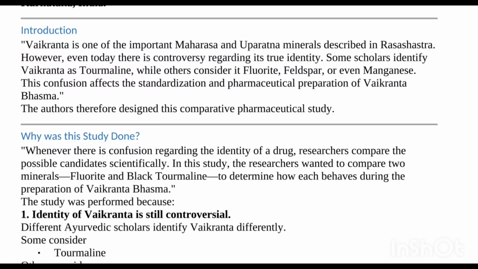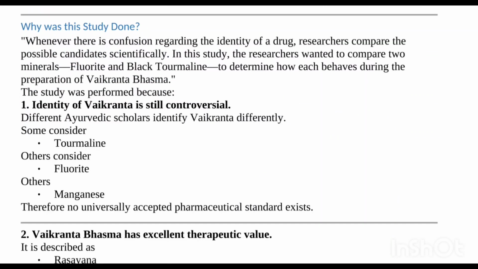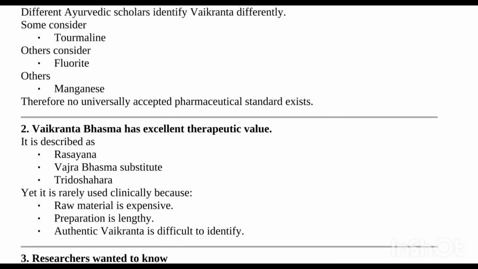The researcher designed this comparative pharmaceutical study because whenever there is confusion regarding the identity of a drug, researchers compare possible candidates scientifically. In this study, the researcher wanted to compare two minerals, fluorite and black tourmaline, to determine how each behaved during the preparation of Vaikrant bhasma. The study was performed because the identity of Vaikrant is still controversial. Different Ayurvedic scholars identify Vaikrant differently. Some consider tourmaline, others fluoride, or others manganese. Therefore, no universally accepted pharmaceutical standards exist.